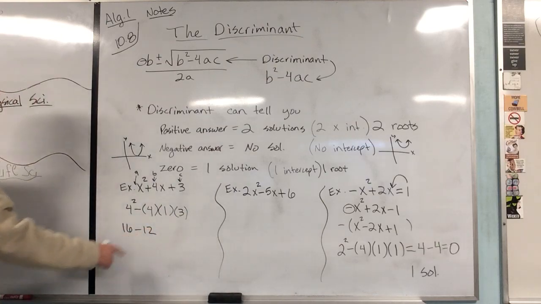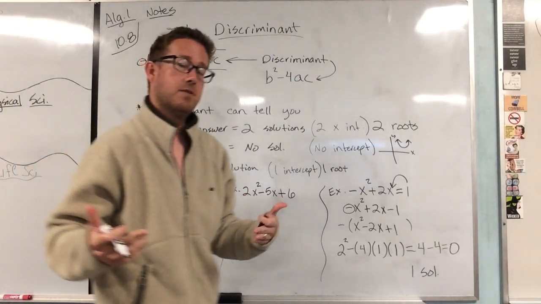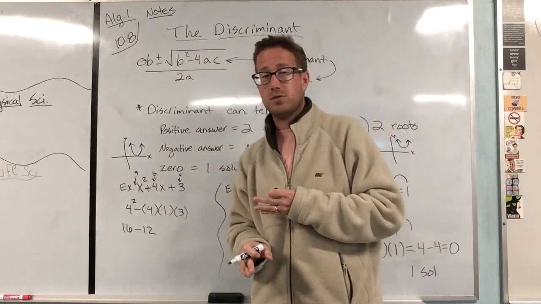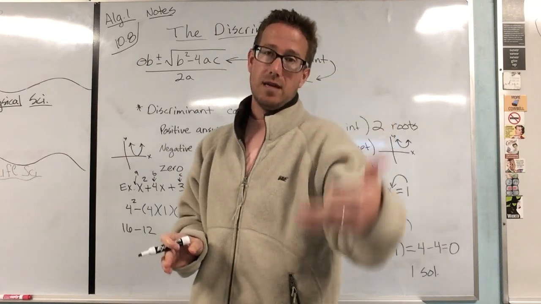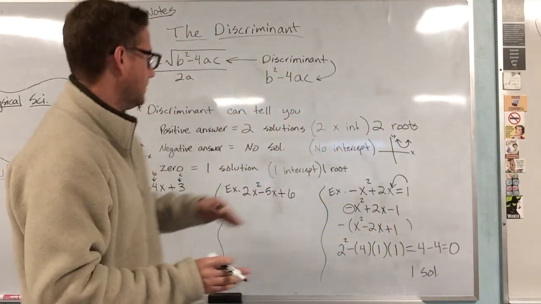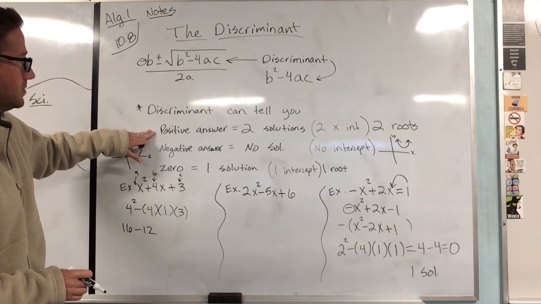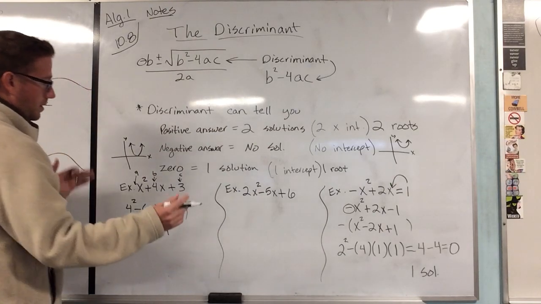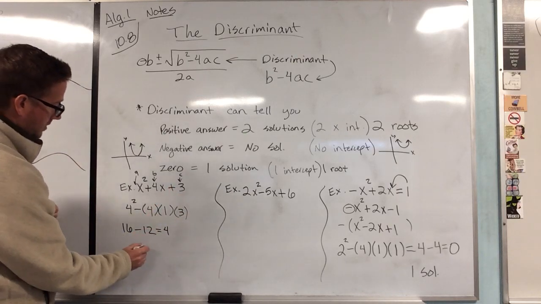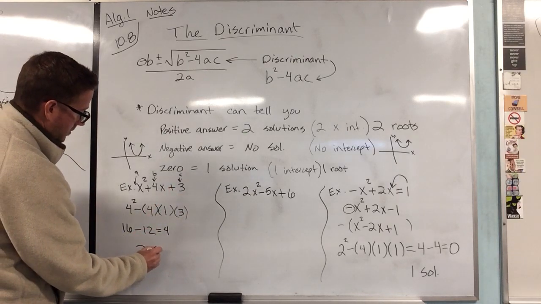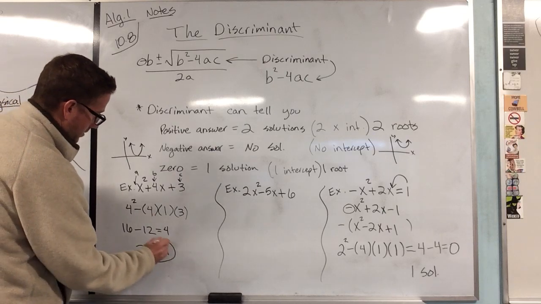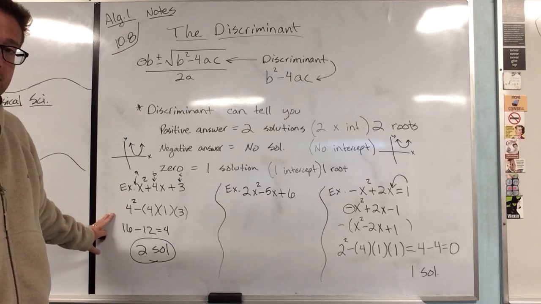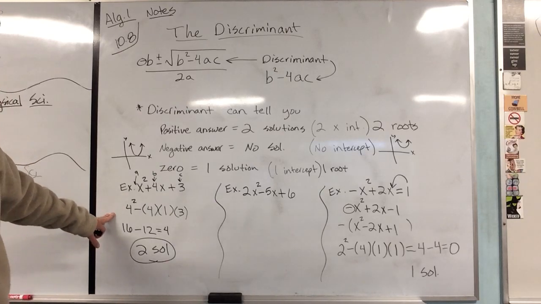Now, 16 minus 12. Is that going to give you a positive answer, a negative answer, or 0? 16 minus 12 gives you a positive answer. All right, and a positive answer right here means we have two solutions. So what is 16 minus 12? We're getting 4, a positive 4. So that means you have 2 solutions. All right, 2 solutions because we had a positive discriminant answer.